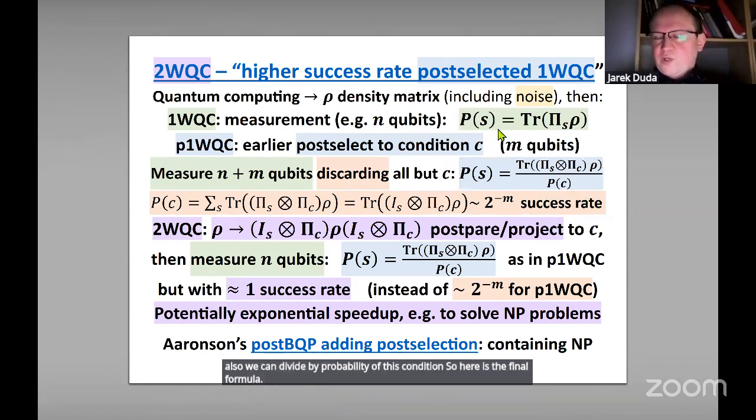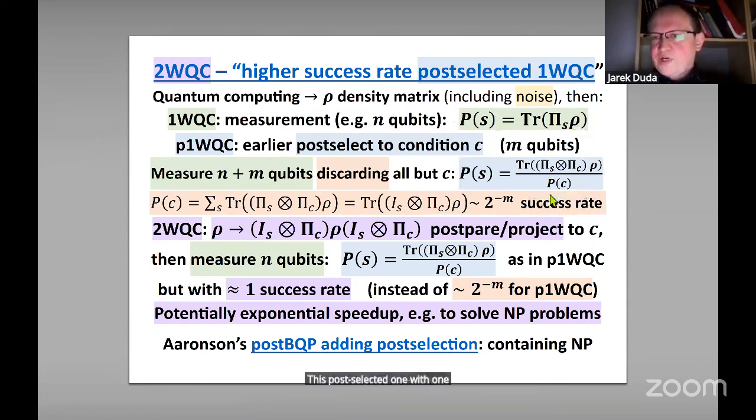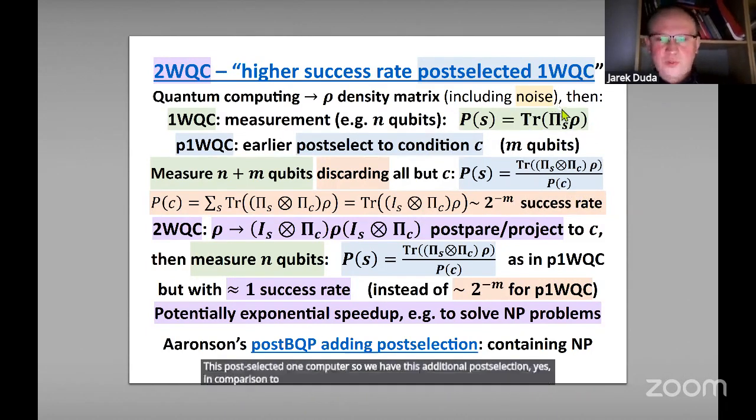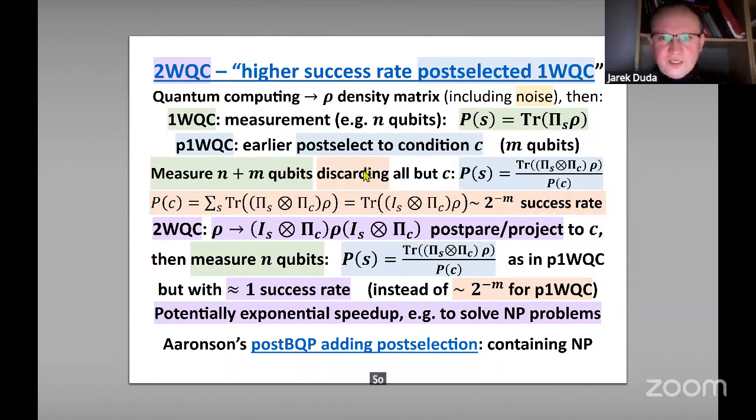This is the post-selected one-way quantum computer. So we have this additional post-selection in comparison to the standard one-way quantum computer. However, the problem with post-selection is that this probability of the condition can be very small. In practice, it usually drops exponentially with the number of post-selected qubits. So that's the problem.